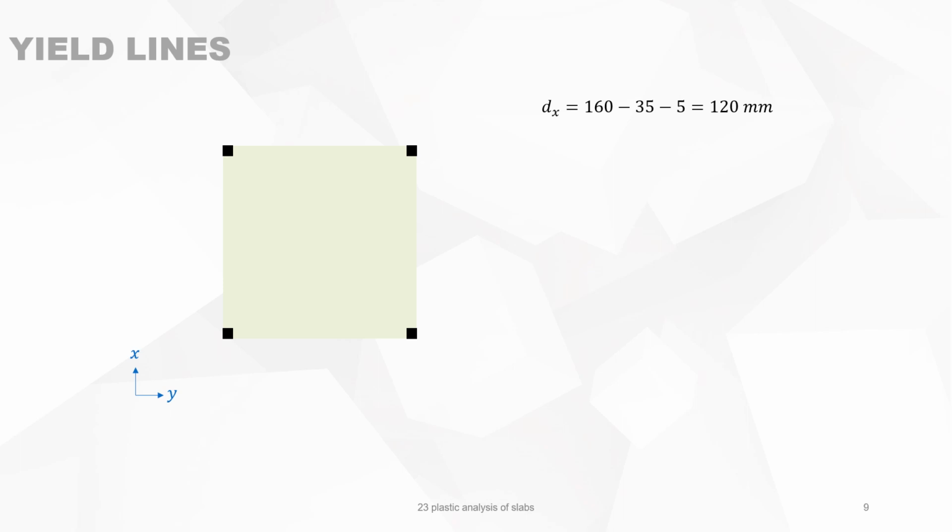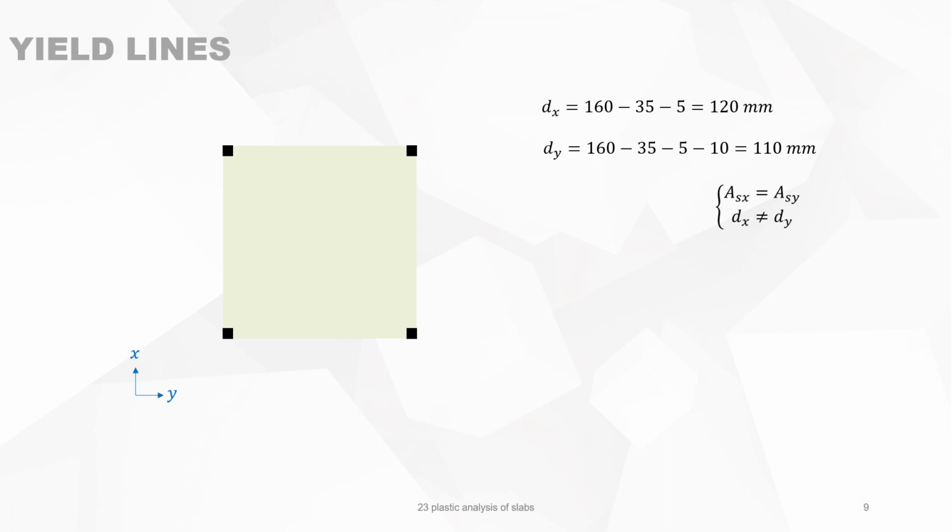The effective depth in the X direction of the first layer of reinforcement is the total depth of the slab minus the cover minus the point of gravity of the first layer of reinforcement. It's 120 millimeters. The effective depth of the second layer of reinforcement is 110 millimeters.